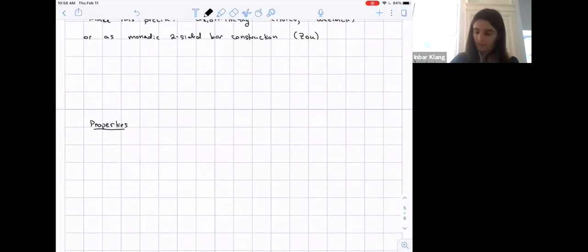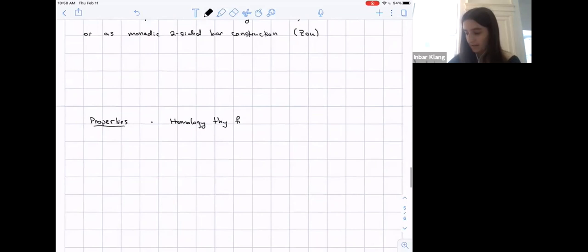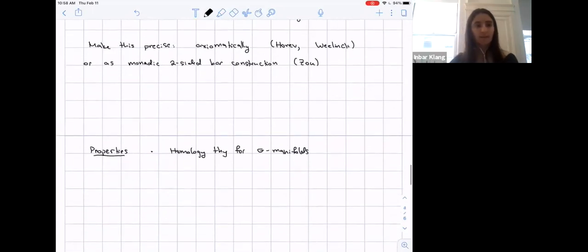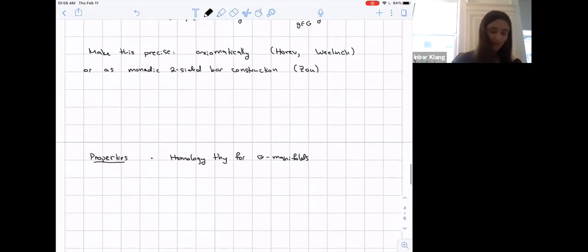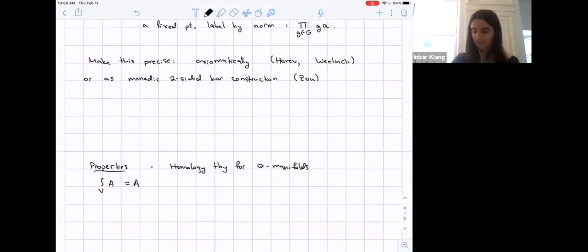Okay, so you can think of this as a homology theory for G manifolds. For example, if you take the equivariant factorization homology and evaluate it on a G representation, you just get the algebra back.